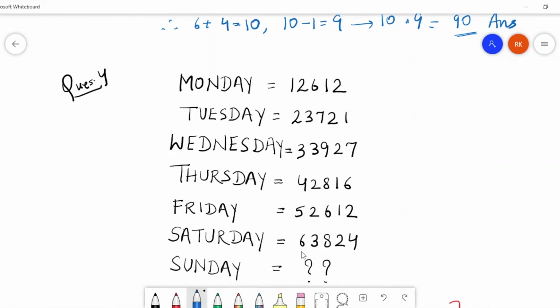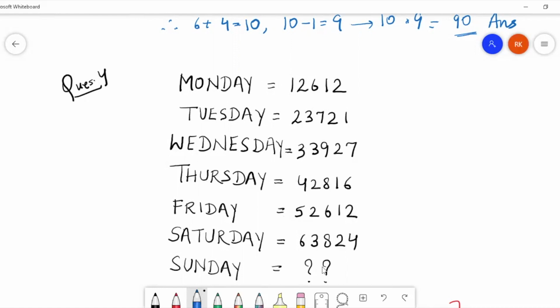Whenever this type of question comes, what you will try to think is how many alphabets are there, or the number of vowels, the number of consonants, or which day it is, the first day, second day, like that. And you have to find these types of relations. Now here you can see Monday, Tuesday, Wednesday, Thursday, Friday, Saturday, Sunday. All of them have 1, 2, 3, 4, 5, 6, means it's going in a sequence. Monday the first day, Tuesday second, Wednesday third, Thursday fourth, Friday fifth, Saturday sixth, and Sunday will be 7.